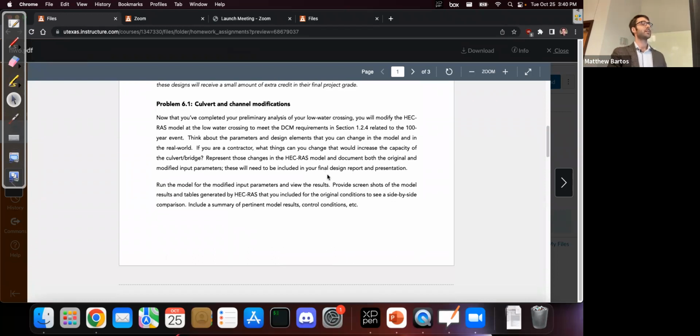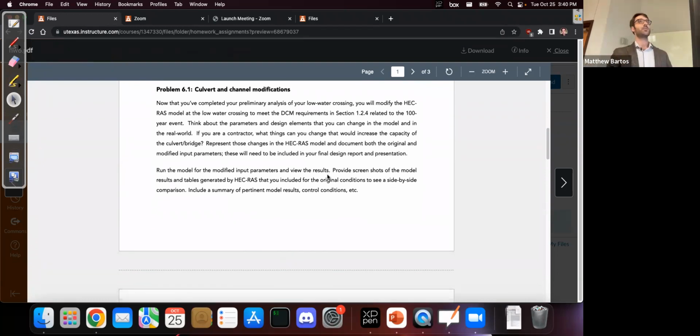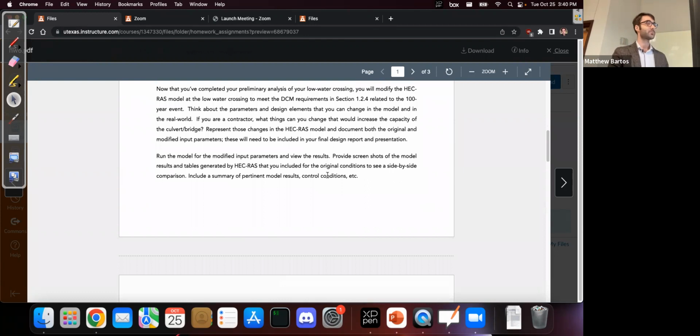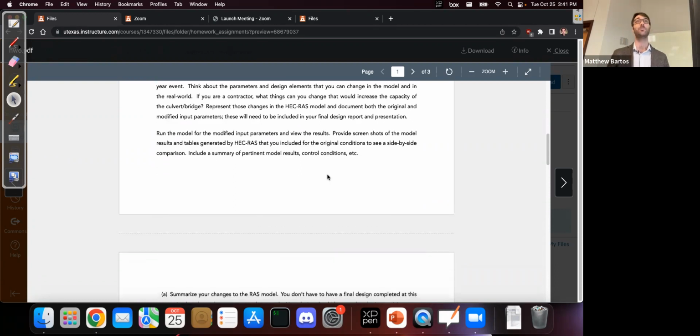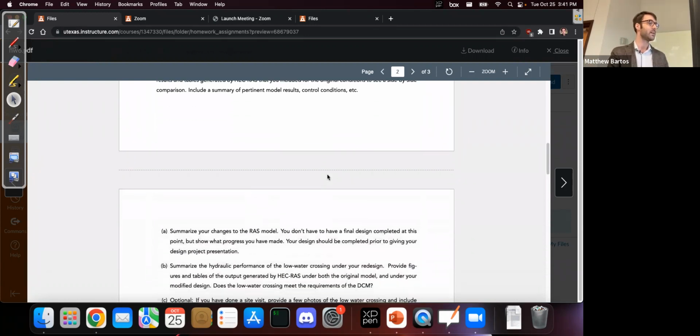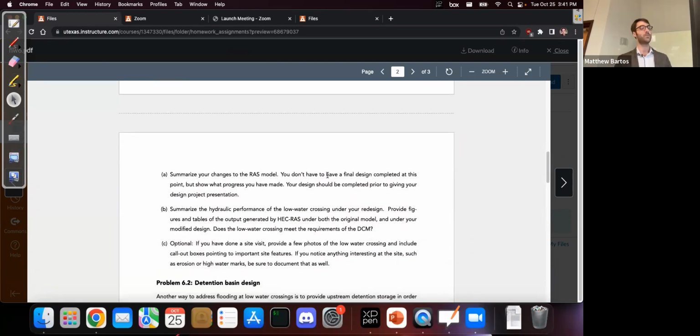So I've listed guiding questions that will help you through the design process. The culvert and channel modifications will primarily be done in HEC-GRASS. Note the goal here is to modify the culvert and/or bridge and/or channel to try to meet those Austin DCM design requirements that you discovered in the in-class assignment. Essentially, this will be modifying the HEC-GRASS model, modifying those geometries to try to meet the Austin DCM requirements.